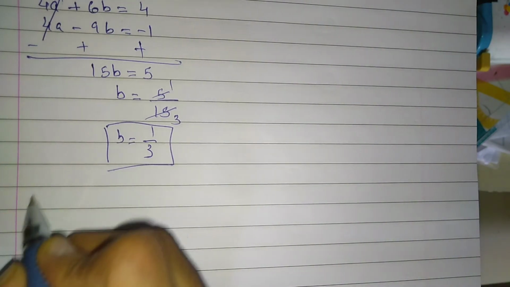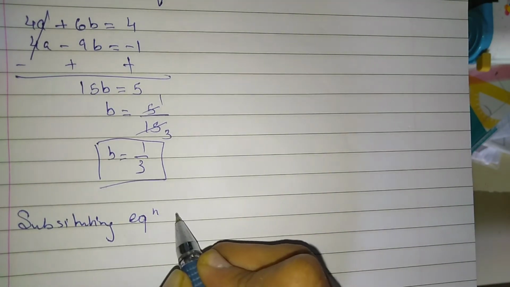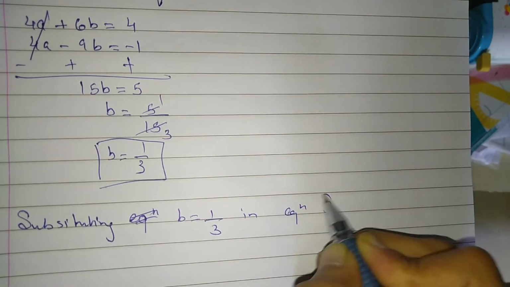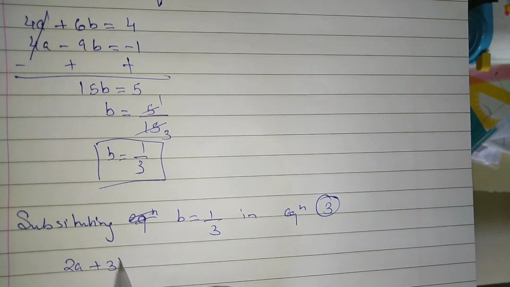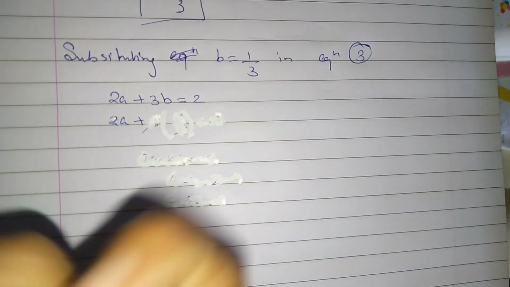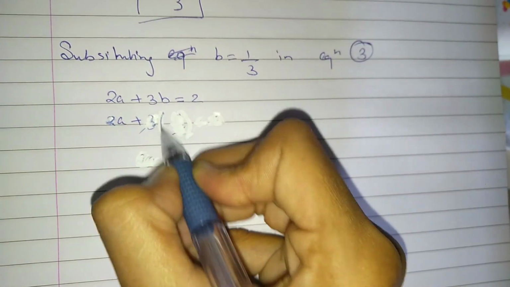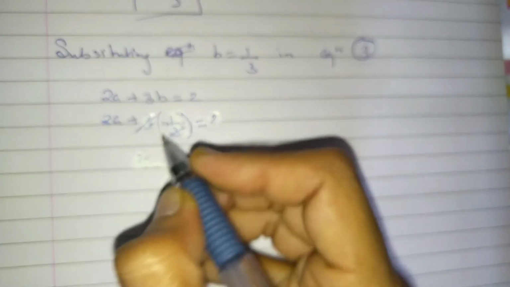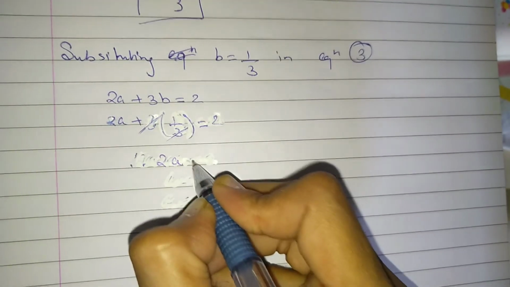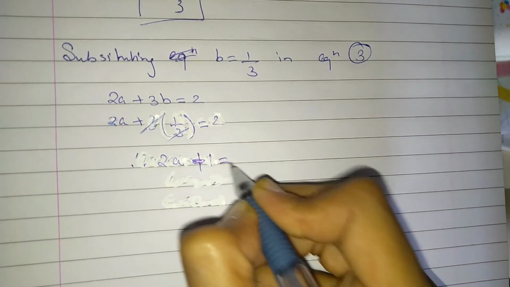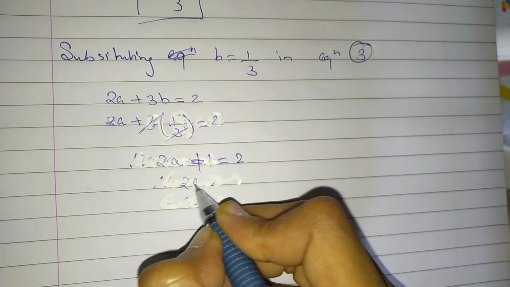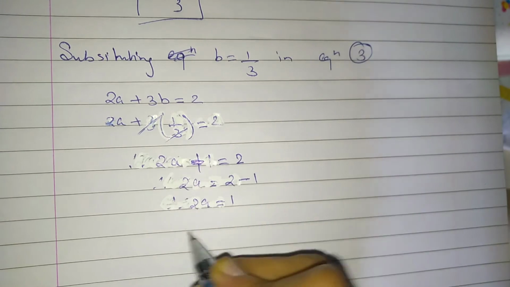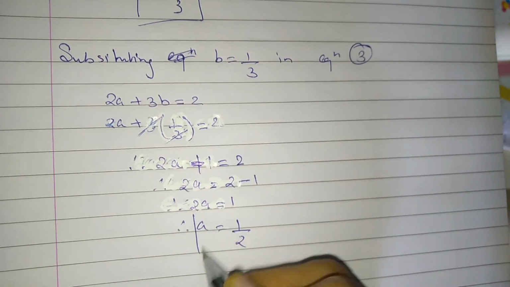Now this 1 upon 3 we are substituting, b equal to 1 upon 3, in equation 3. So 2a plus 3b equal to 2. 2a plus 3 into 1 upon 3 equal to 2. So 3 cancel. Therefore 2a plus 1 equal to 2. Therefore 2a equal to 2 minus 1. Therefore 2a equal to 1. Therefore a equal to 1 upon 2 is the answer.